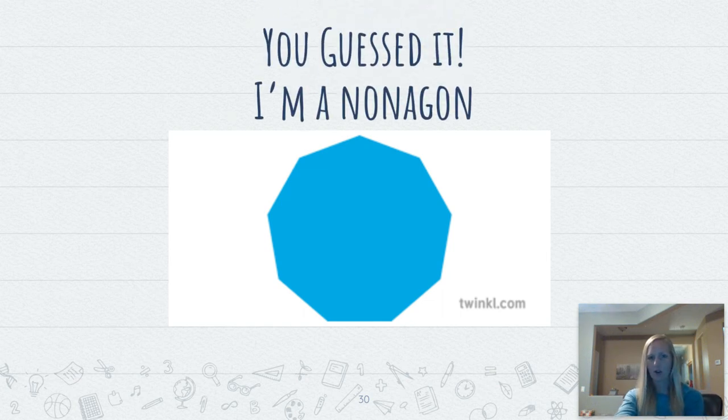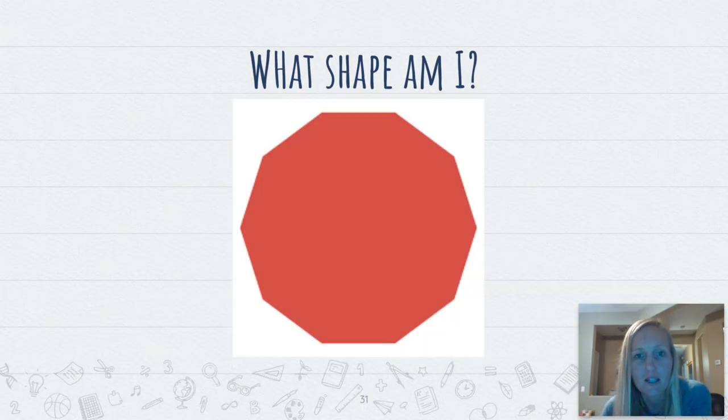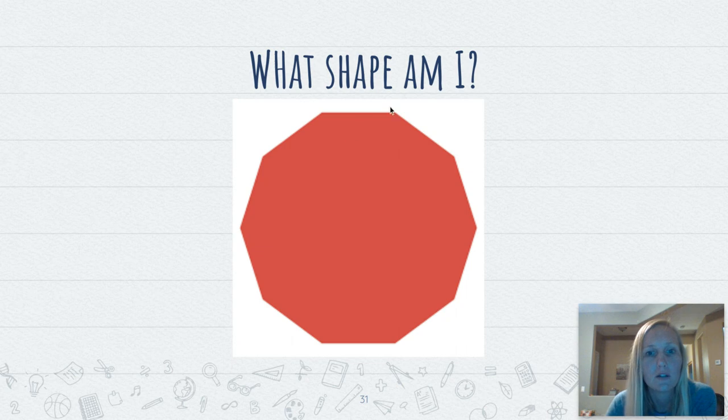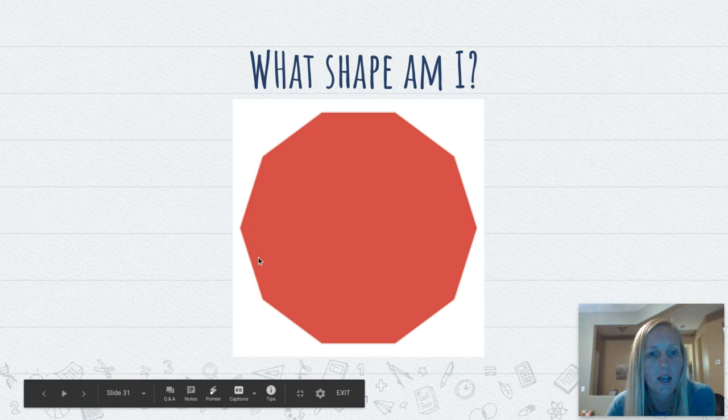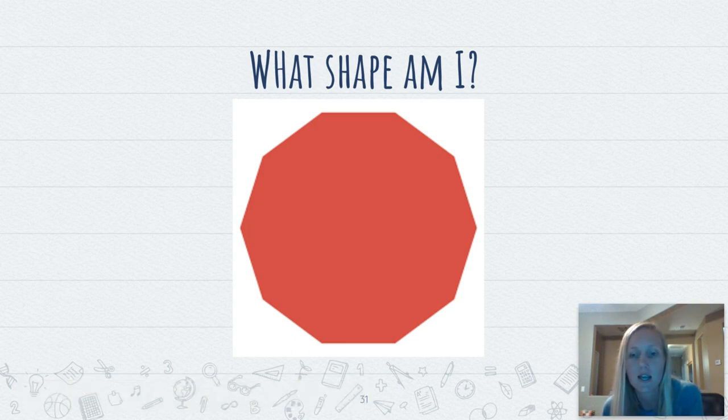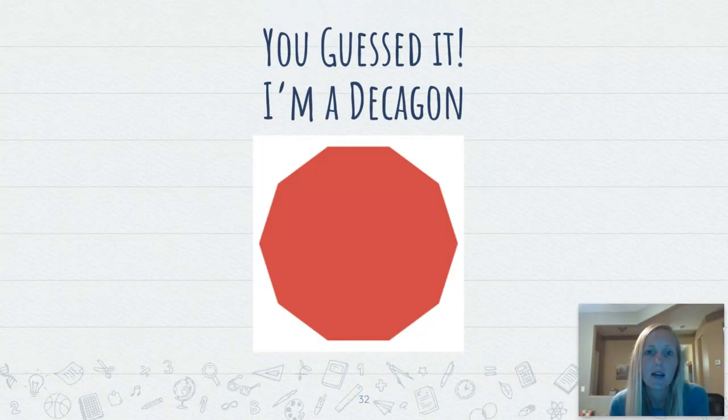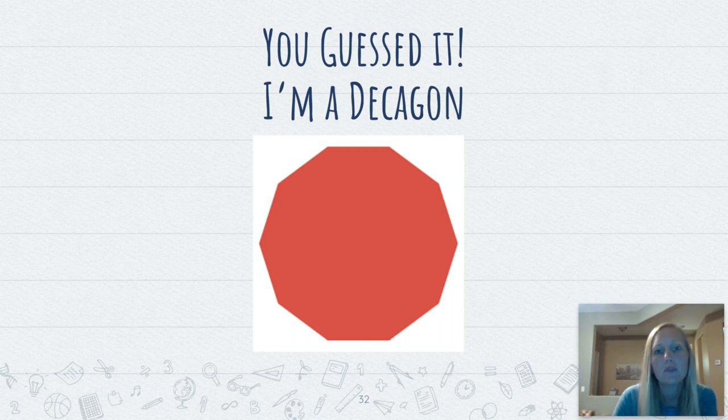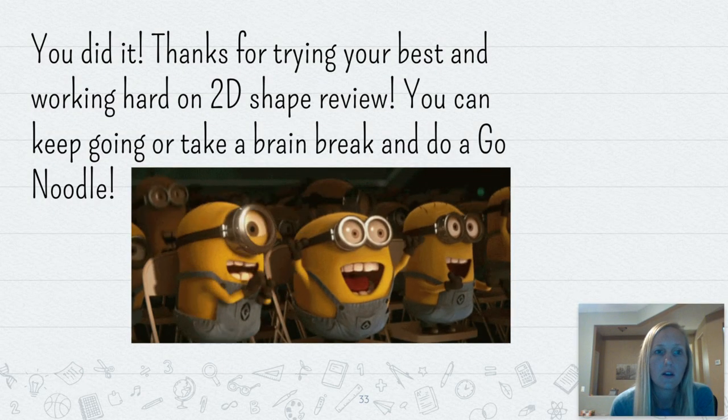So that one you may not have heard before. I had to add a couple of tricky ones in there for you. All right, and the last tricky one. 1, 2, 3, 4, 5, 6, 7, 8, 9, 10. It's got 10 sides, 10 vertices, and 10 angles. This one is a decagon. Dec means 10. All right, perfect.